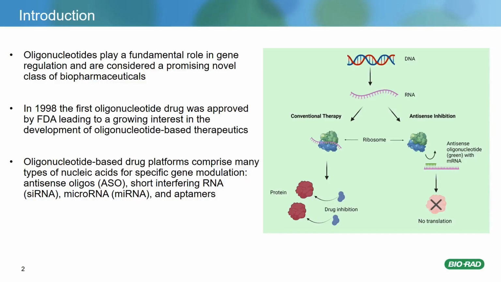I'm going to begin with a little introduction. Oligonucleotides play a fundamental role in gene regulation and are considered a promising novel class of biopharmaceuticals. The first oligonucleotide drug was approved by the FDA in 1998, which has led to a growing interest in the development of oligonucleotide-based therapeutics. Oligonucleotide-based drug platforms comprise many types of nucleic acids for specific gene modulations. These include antisense oligos, short interfering RNA, microRNA, and aptamers.